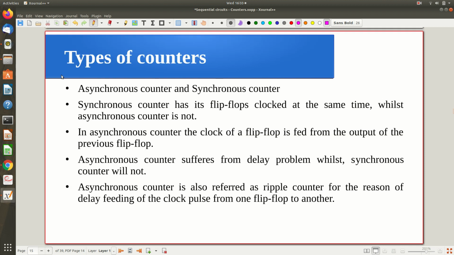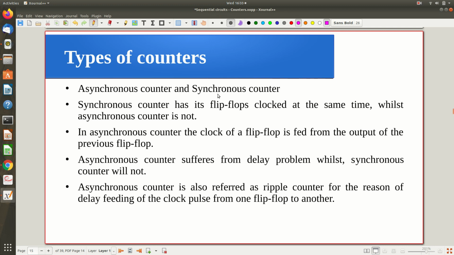Now what about the different types of counters? The classification is asynchronous counter and synchronous counter. It's a broad classification. The difference is that if an n-bit counter is constructed using n flip flops, whether all the flip flops are controlled by a common clock or not. Accordingly, we have this classification.